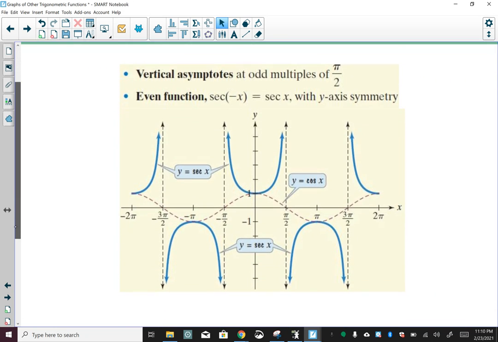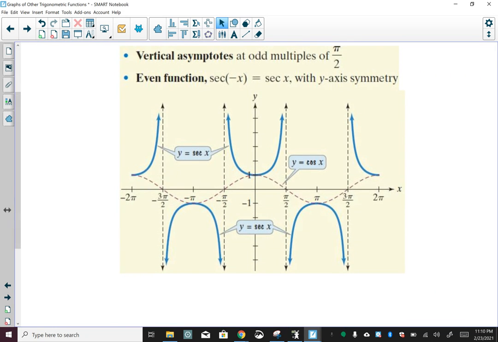For secant, we are an even function. That is because cosine is an even function. And if you notice here, I'm at the origin, well, I'm at the y-axis. The y-axis actually cuts your secant in half.